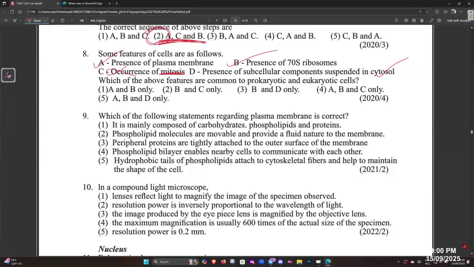ABD 2020, ABD, huh? ABD, 8th question, ne? ABD 5, ne? ABD 5. Right, people?